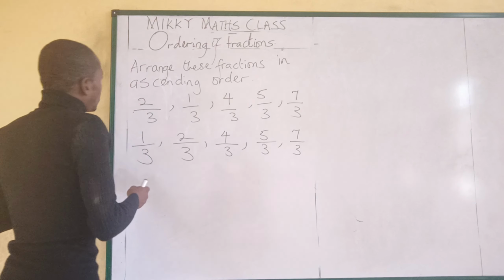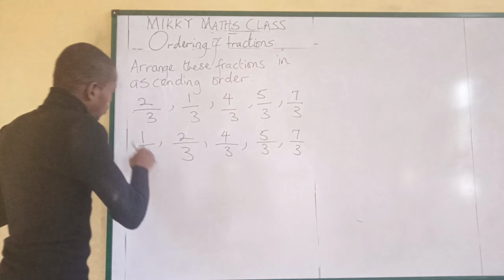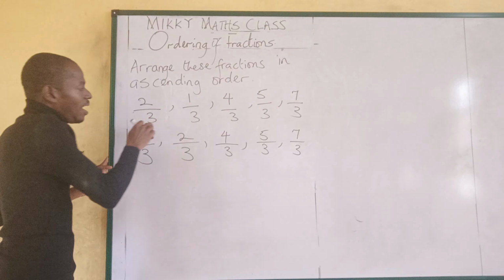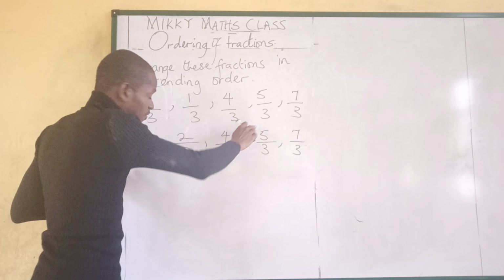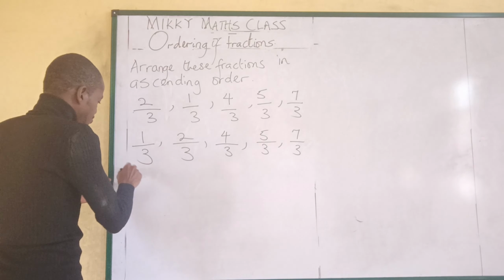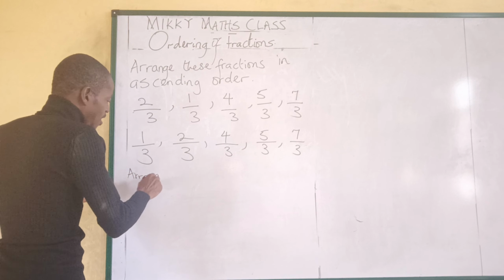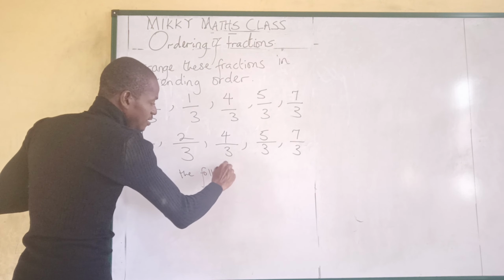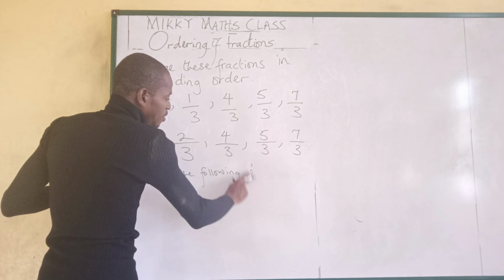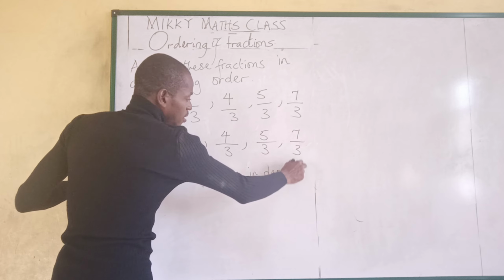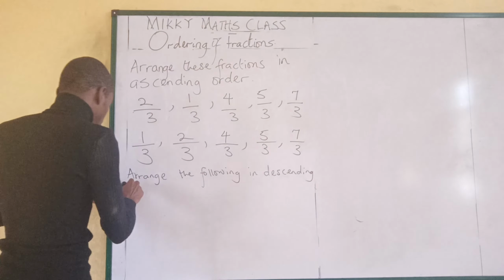You could also have another example whereby the numerators are the same and the denominators are different. So let's take example 2. Arrange, let's say in descending order, the following. Remember when we said descending order, that means you are starting from the biggest to the smallest.